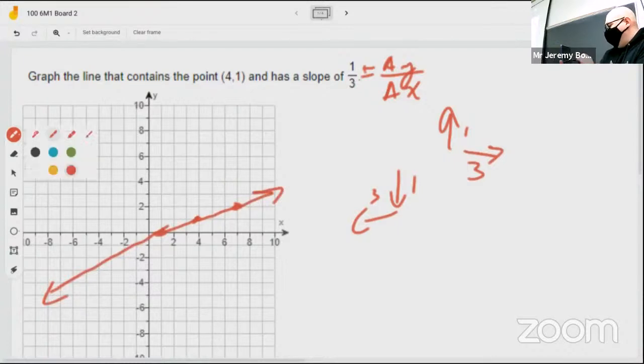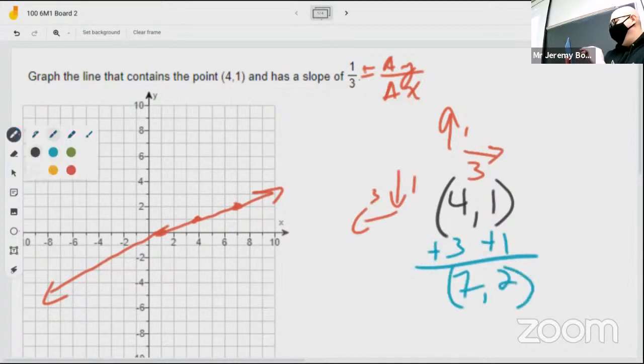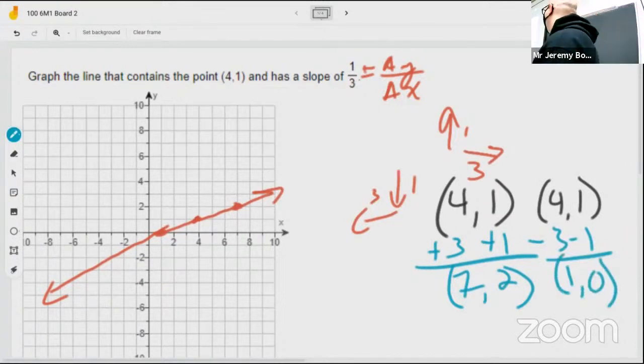The other way you can do it is if you start with your original point, (4, 1), and then you have that slope of 1/3. So you add 3 to the 4, add 1 to the 1, and you get (7, 2) as another point. Or you can subtract 3, subtract 1, and that gives you the point (1, 0). Then plot those points and you get the line. So either way you want to do it works out. It's all up to you.